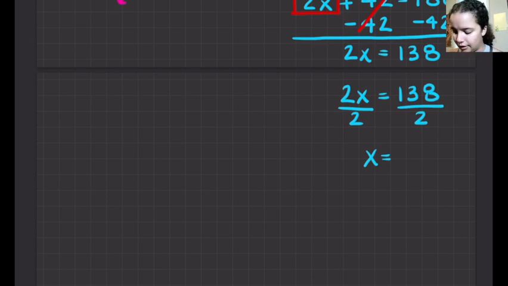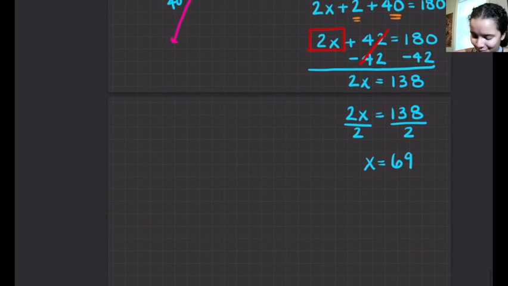Which is a number. Let's see, 130 divided by 2 is 75. So 138 divided by 2, it's going to be, sorry, it's not 75, it's 65. So it's going to be 69, okay? It's been a long day, y'all. Don't judge me and my lack of not knowing what 138 divided by 2 is for right now.